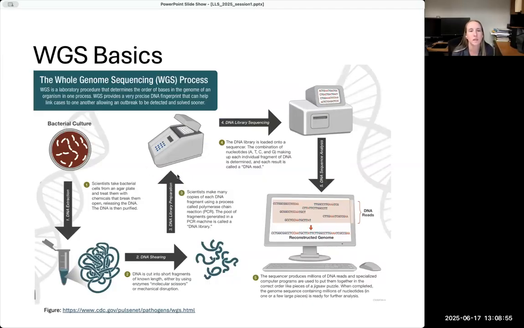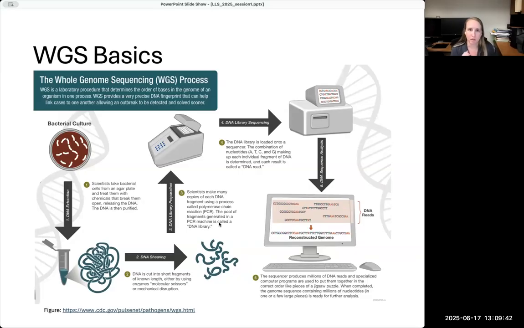Okay, so to start off, we'll go a little bit into the science of the actual sequencing process. It'll start usually at the public health lab. They'll have a bacterial culture they'll receive or grow up, and they'll take the bacteria from this plate and treat them with something that will break the cells open, lyse the cells open, and release the DNA from the cells. The DNA will be purified. While it's still in big chunks, it'll be cut into shorter fragments using either enzymes or mechanically broken up into pieces. And then the library preparation will happen. So it's basically getting everything set up for the sequencing.